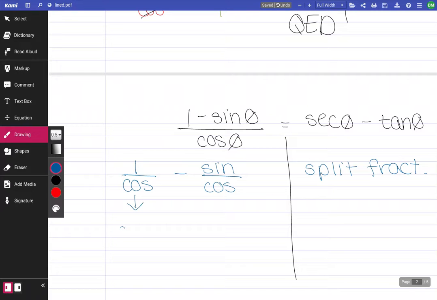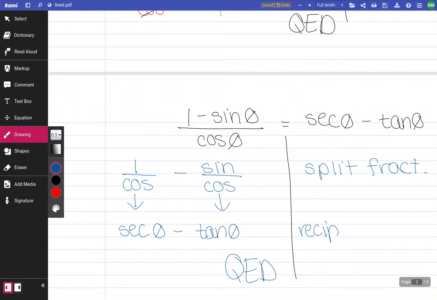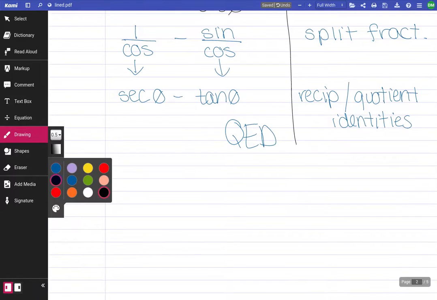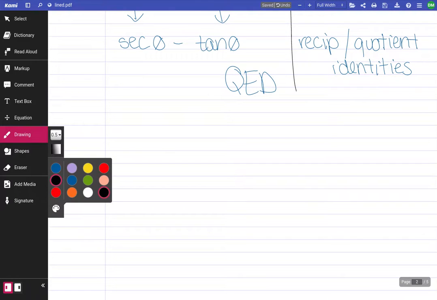Now, if you notice, 1 over cosine becomes secant. Sine over cosine is tangent. That is literally all I wanted. I am technically done, but reasoning-wise would be reciprocal and quotient identities. And literally for these notes, all I'm doing is a crap ton of proofs so you guys can just see a whole bunch of different ways to solve stuff.